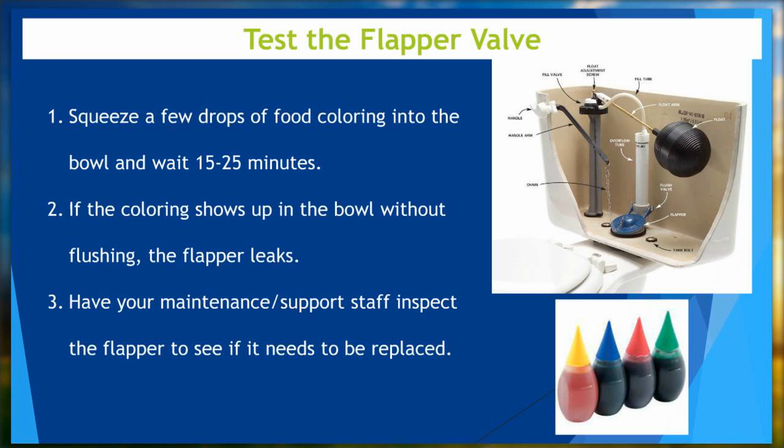One way to test whether the seal on that flapper is good is to squeeze a few drops of food coloring into the bowl, wait approximately 15 to 25 minutes, and then look into the bowl. If you see no color in there, then your flapper is good. If you see color in there, that means there's a leak. Then you can alert your maintenance or support staff to inspect it and see if it needs to be replaced. Just a simple, easy activity that we can do.